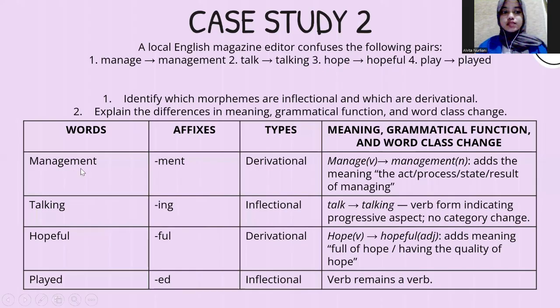In the first word, there is management with the affix -ment, with the type of derivational morpheme. In this column, we can see that if a word adds an affix, it can change its word class. In the word management, the root word is manage, which is a verb. And if the word adds the affix -ment, the word class changes into a noun. Management means the act or process or state or result of managing.